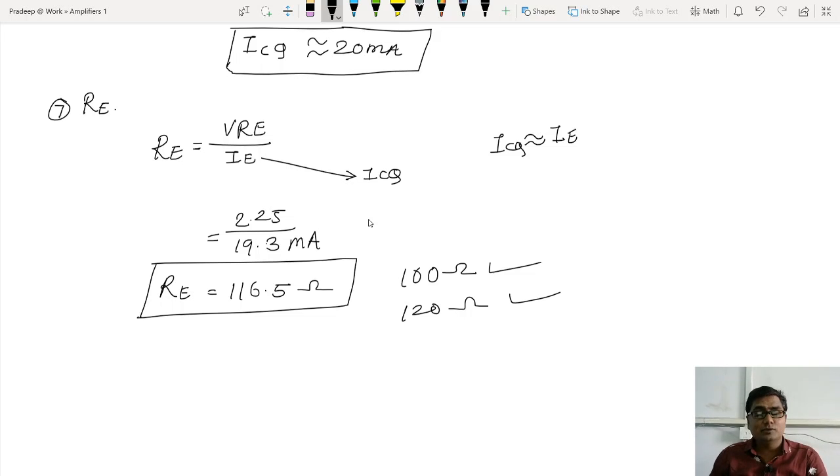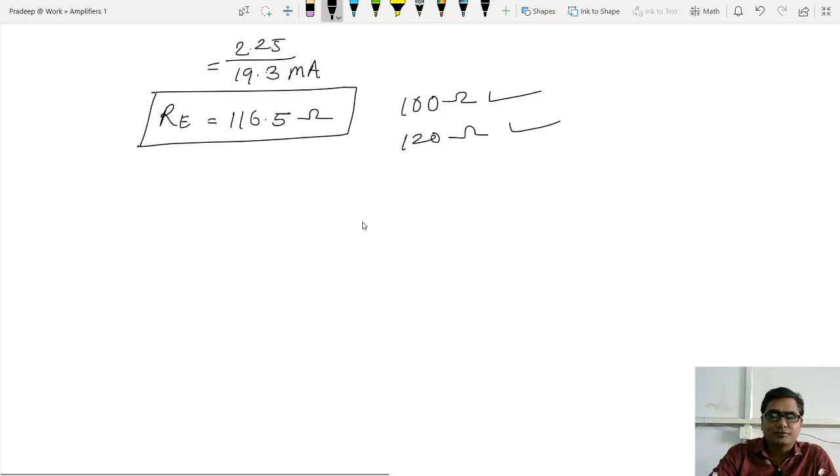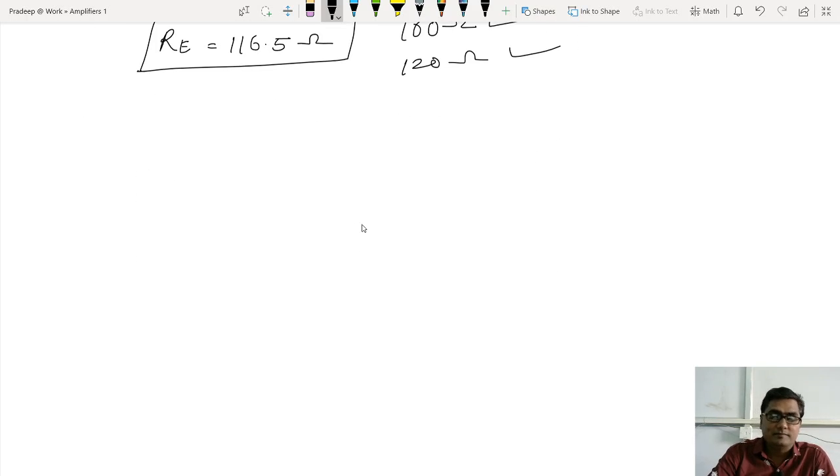If you are simulating that circuit, then you can use 116.5, because it's a simulation. If it is Proteus or any simulator, you can put exact values, no problem. Practically we have to use different values. In Proteus we don't need to worry about the physical value, Proteus can handle any value. So that's why it is okay with Proteus. But if it is a lab, approximate or available values must be used.